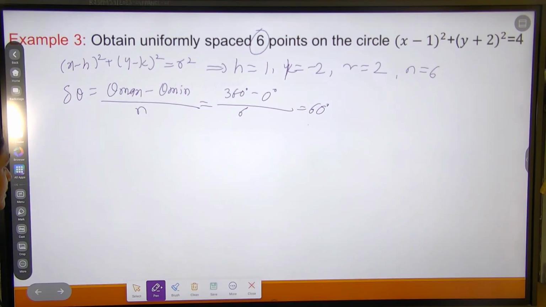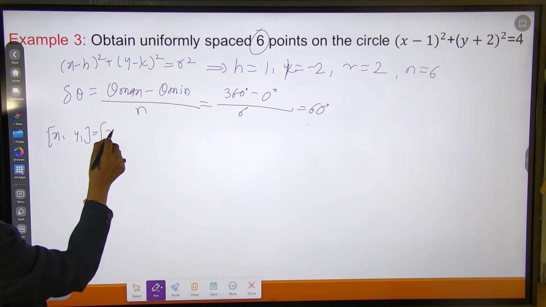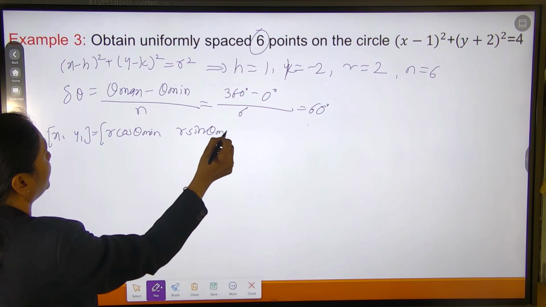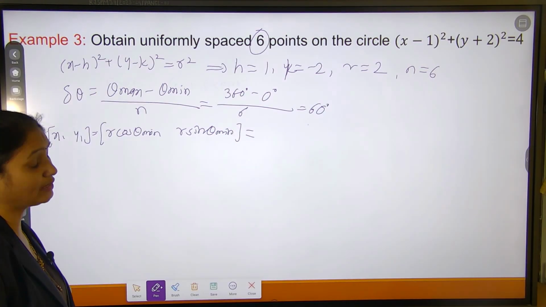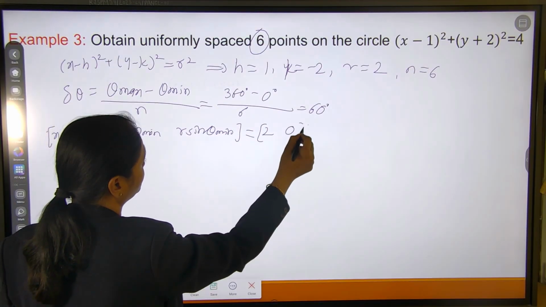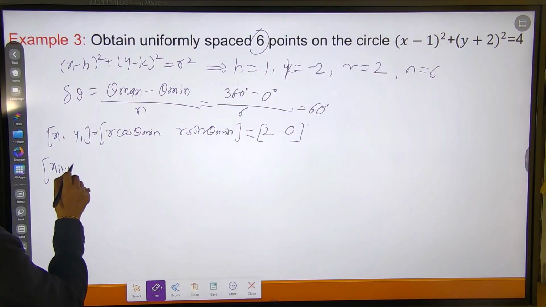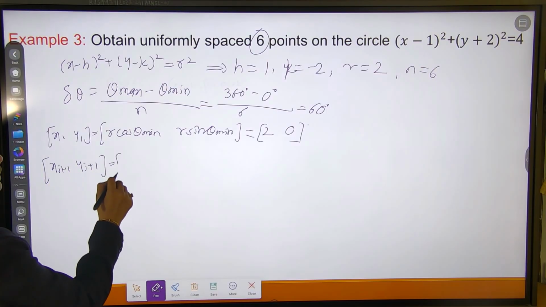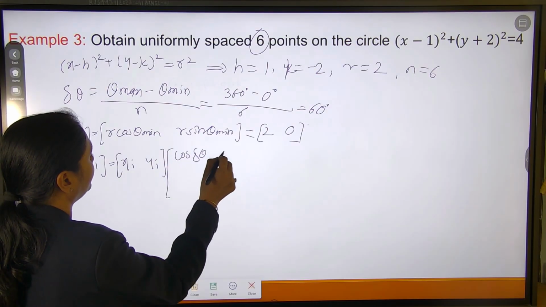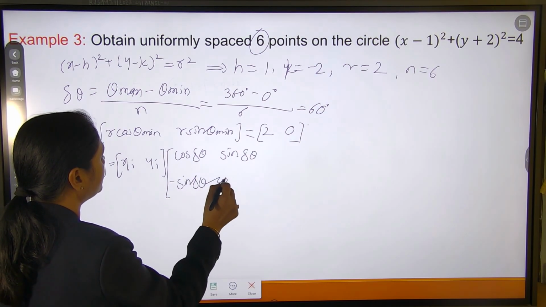Delta theta is 60 degrees and the initial point x1 y1 is equal to r cos theta minimum, r sin theta minimum. As our theta minimum is 0 degrees and r is 2, we get the initial point as 2, 0. The remaining points are calculated using xi+1 yi+1 is equal to xi yi into the matrix cos delta theta, sin delta theta, minus sin delta theta, cos delta theta.